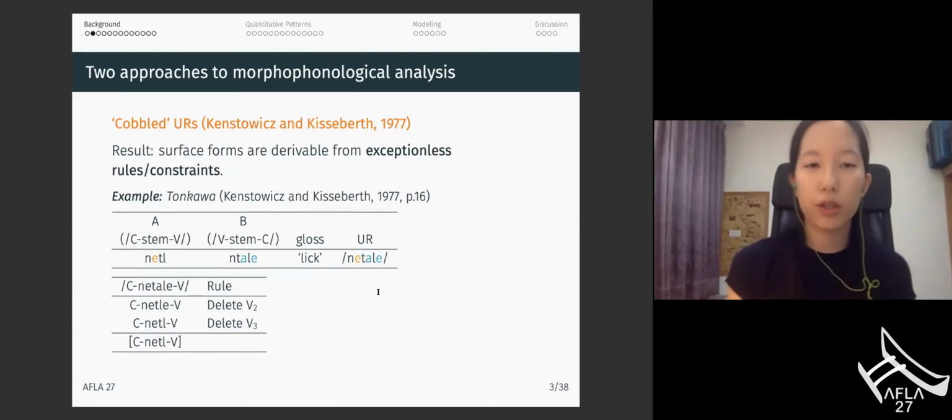So under this approach, given the URs, the surface forms are completely derivable from exceptionless rules or constraints. So for example, just using this word to lick, given a UR in italic, we can easily derive slot A of the paradigm using rules of vowel deletion.